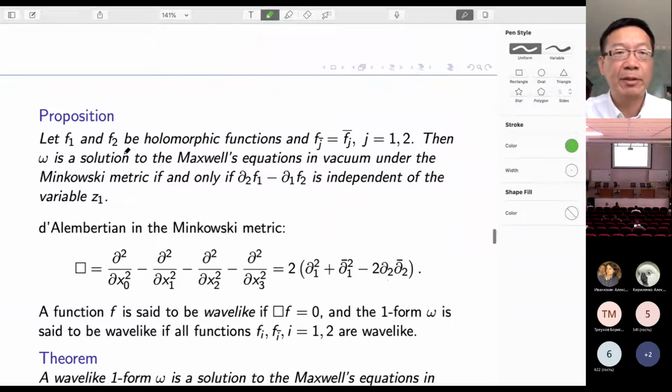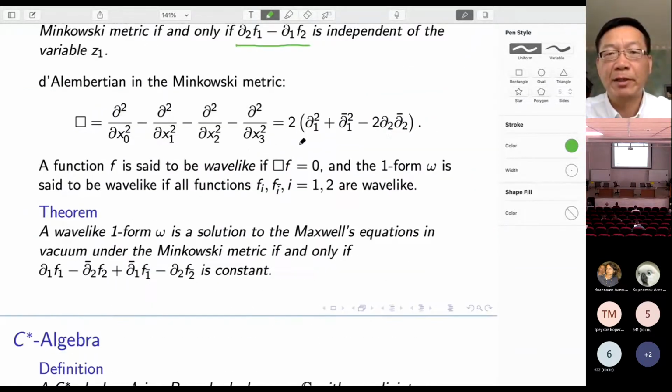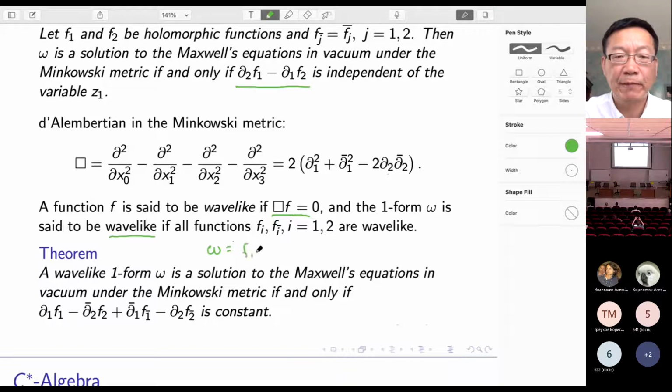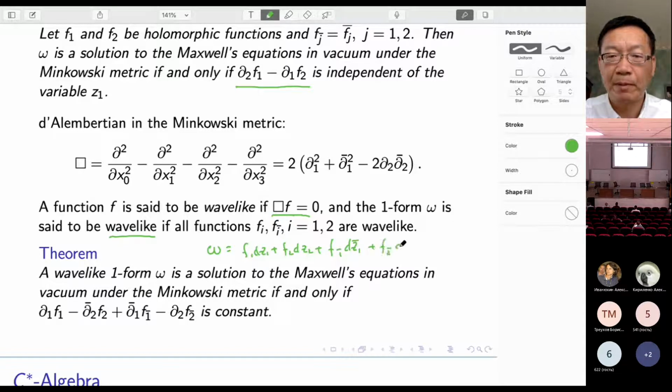Now, in the Minkowski metric, the d'Alembertian is given by the wave operator. It's given by this. Now, in the complex differential forms, it's given by this differential operator. And we say that a function is wave-like if the d'Alembertian of f is 0, and we say that the one-form omega is wave-like if all the functions here are wave-like. So let me write omega here as f1 dz1 plus f2 dz2 plus f1 bar dz1 bar plus f2 bar dz2 bar. So if all the coefficient functions are wave-like, then we say that this one-form is wave-like.